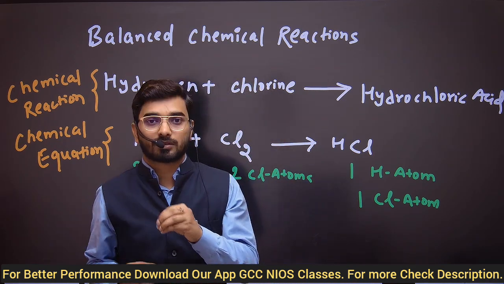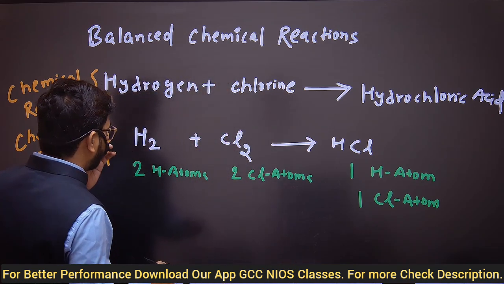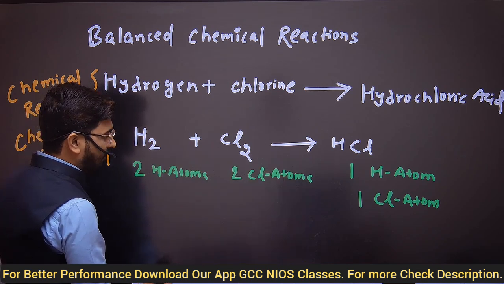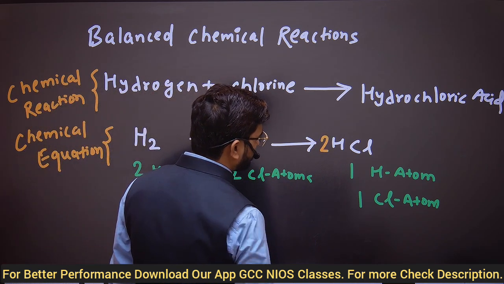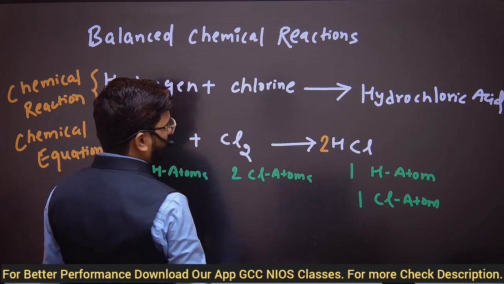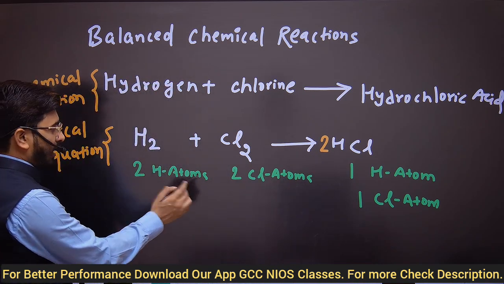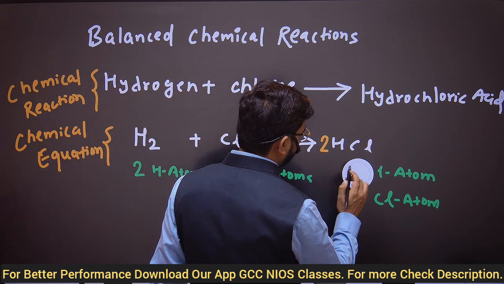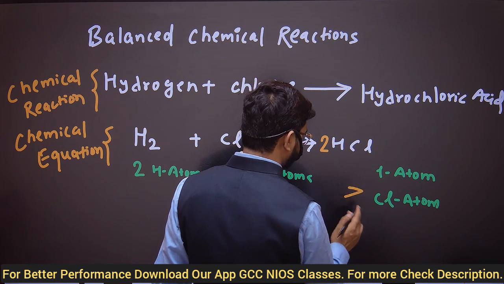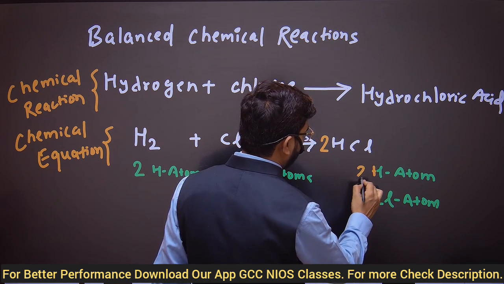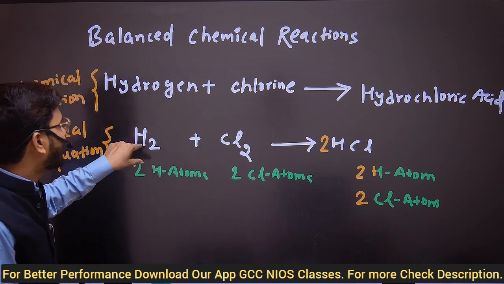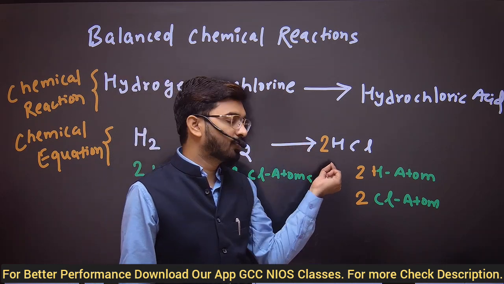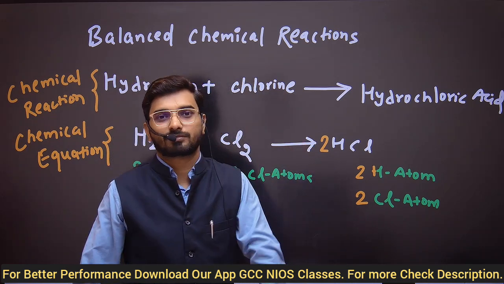So we will try to balance it, right? How? Listen here. If we write the digit 2 here, let's suppose, now we have 2 hydrogen and 2 chlorine, and again 2 and 2. So now in this format, it's balanced. Now it's balanced, 2 2. So this is the balanced chemical reaction, and before writing 2, it was imbalanced, right?